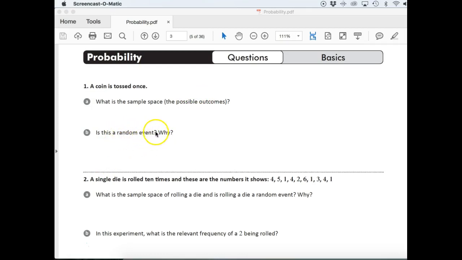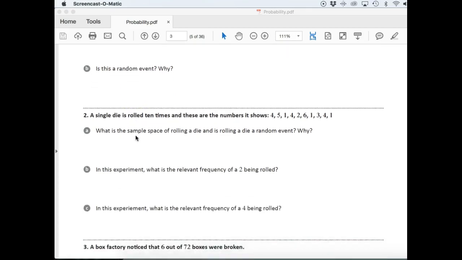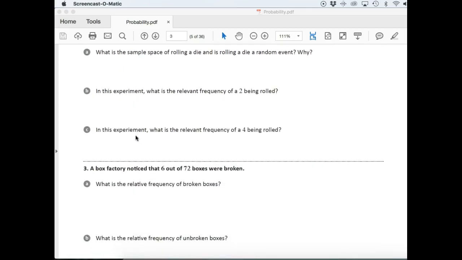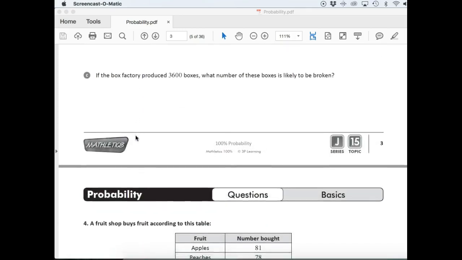If you're not sure, go back to our definition of random events and use those words. Following those examples, have a go at doing the rest of these questions.